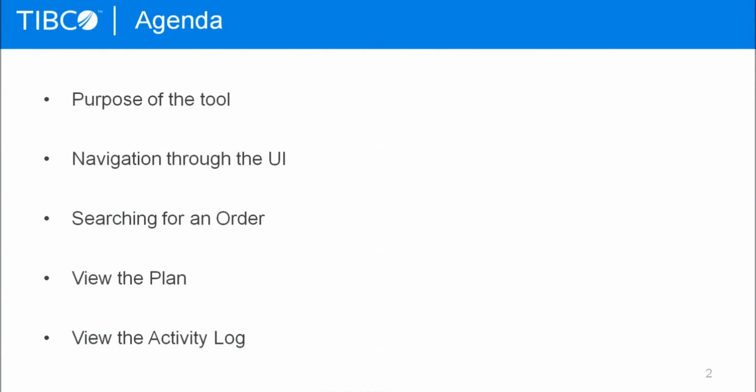Today I'm going to give you an introduction into the order management server. First, I'm going to show you the purpose of the tool and give you a small overview. Then I'm going to give you a quick navigation through the UI so you can find each piece of information. Then we're going to search for an order and view the plan associated to that order. Then we will view the different views that are associated with the plan. And finally, we're gonna take a look into the activity log of an order.